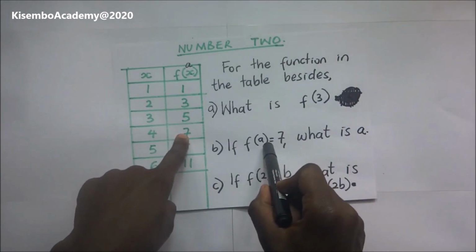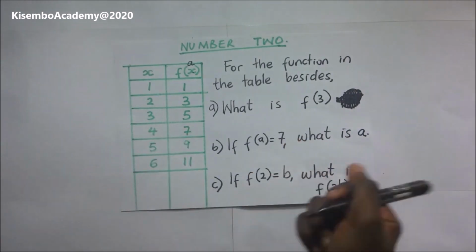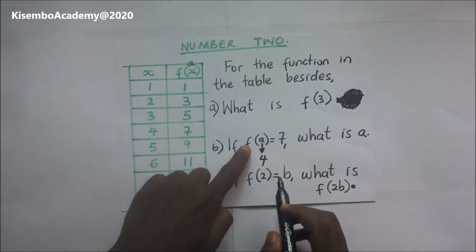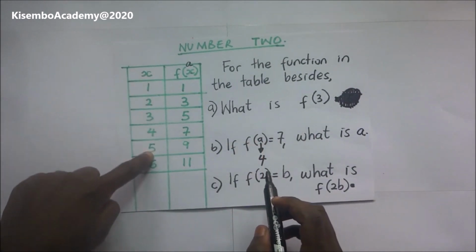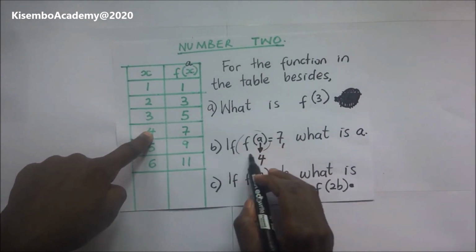So when f of A is 7, it means the value of A here is 4. So when the value of A, or in this case the value of x, is 4, the function is equal to 7.